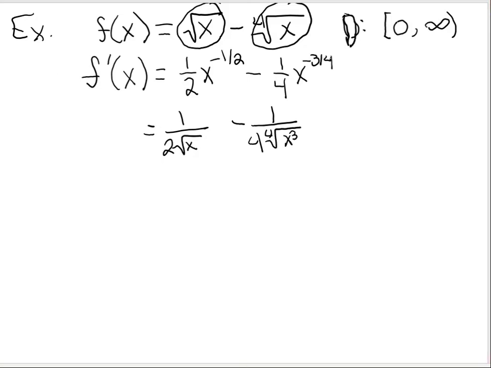Now notice that the derivative is only undefined at numbers that are less than or equal to 0. However, numbers that are less than 0 aren't even in our domain. And 0, we said, is not going to be, by convention, a local extreme value because you don't have any points left of 0. So the only thing we need to do is solve where this is equal to 0. Well, to do that, you add the second fraction to both sides.